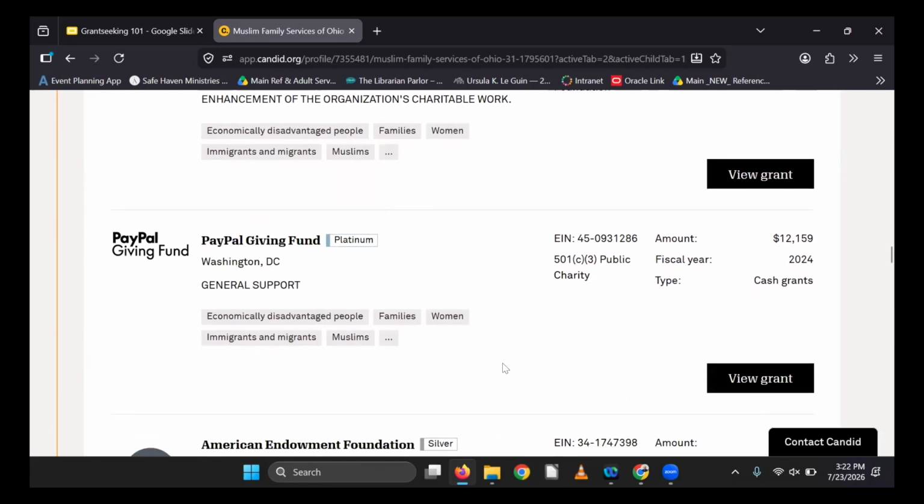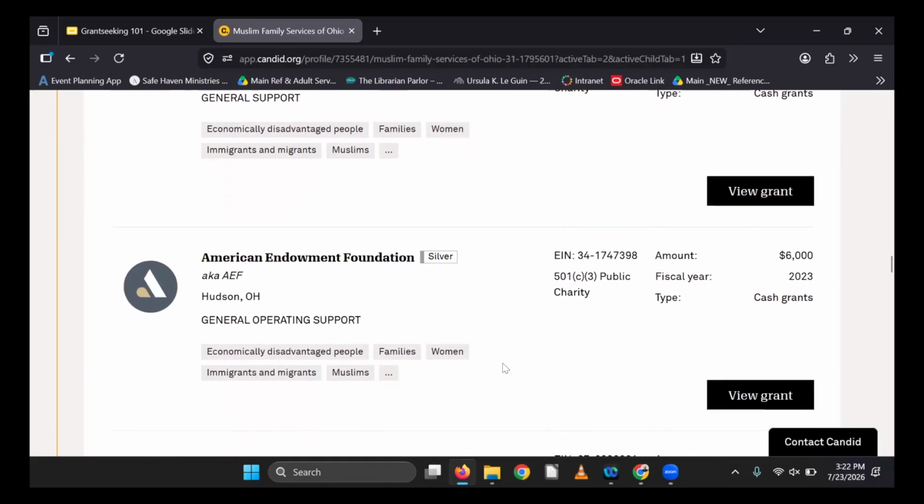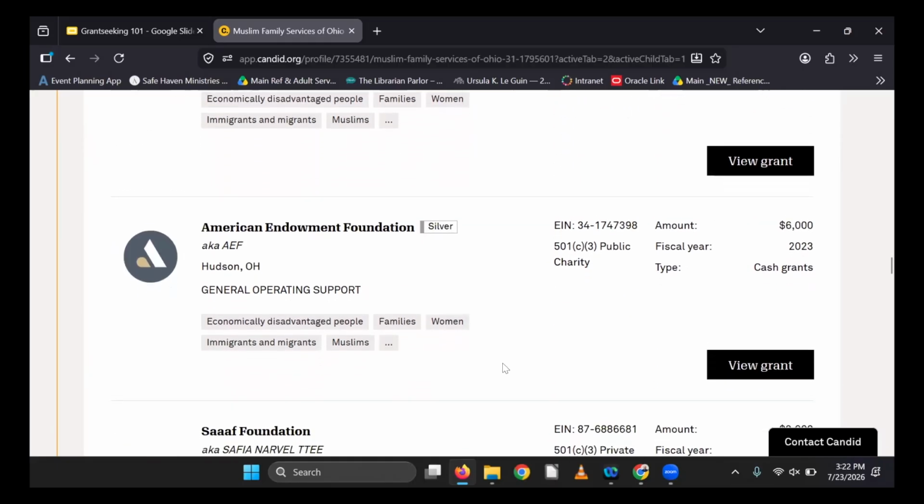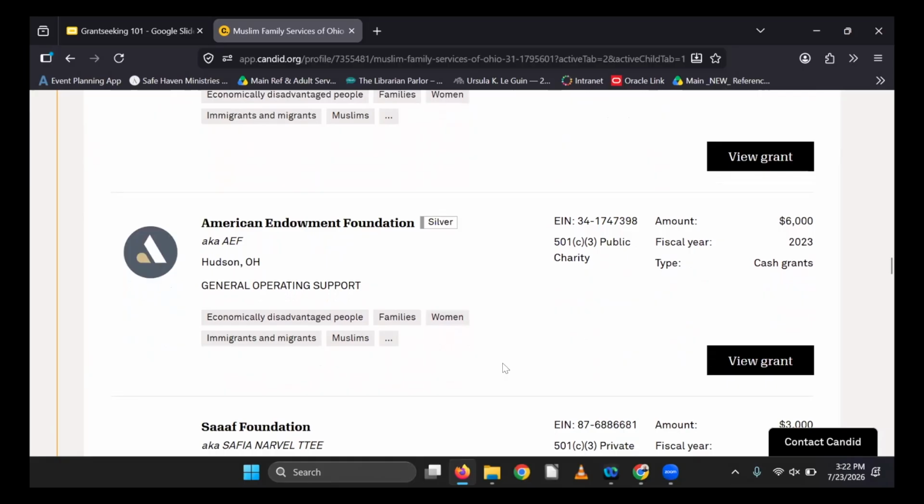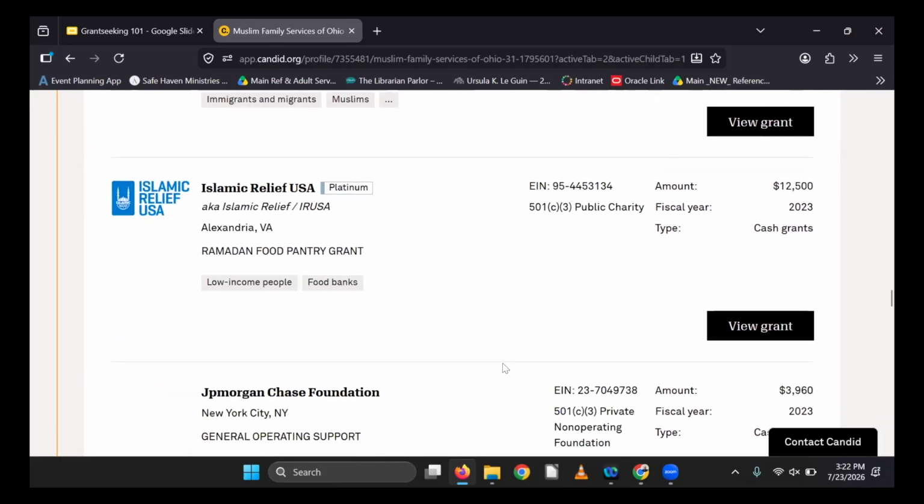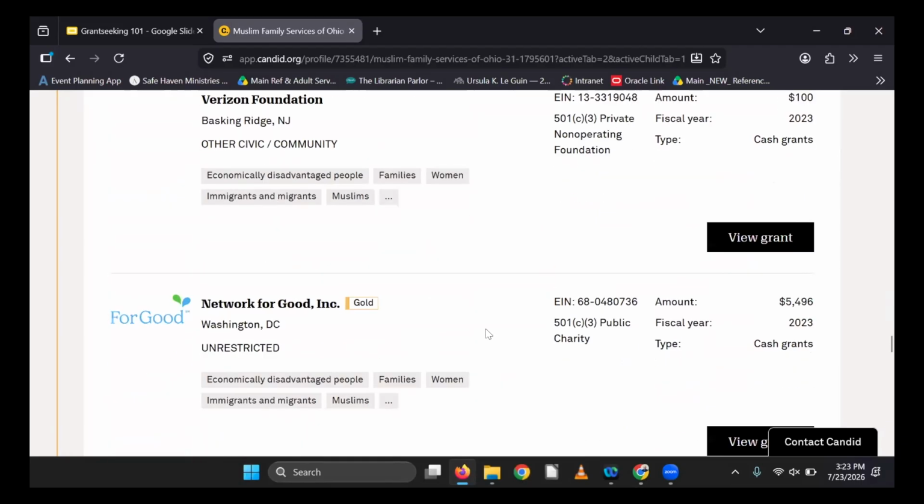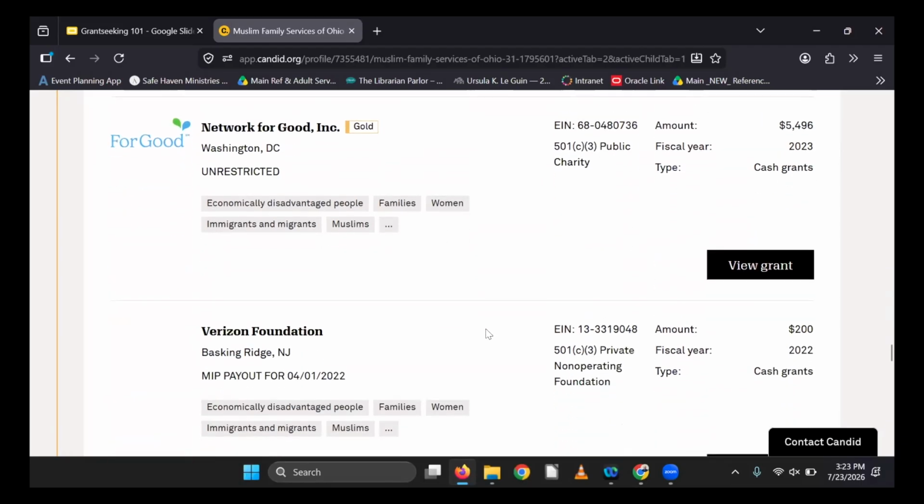Because I would see, so I'm looking at these and there are national organizations. Okay, the PayPal Giving Fund, American Endowment Foundation. Okay. Because I am seeing there are some, okay, Network for Good.